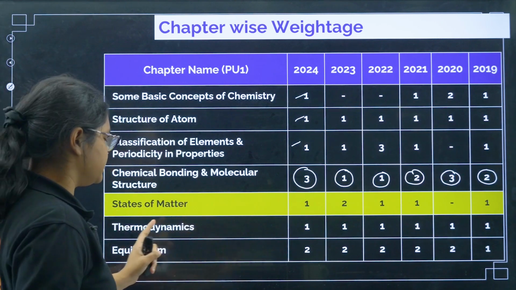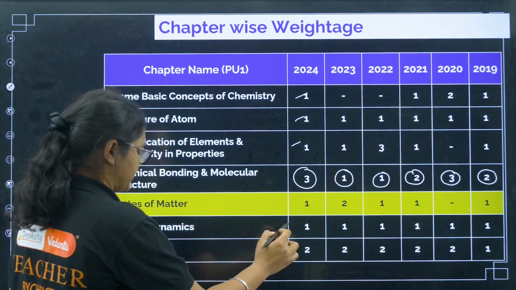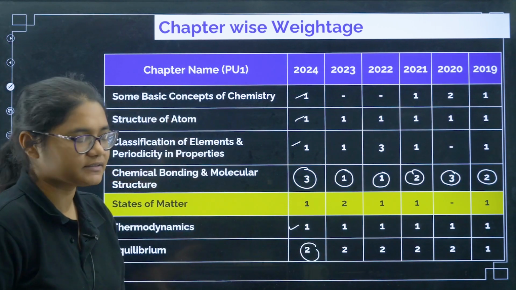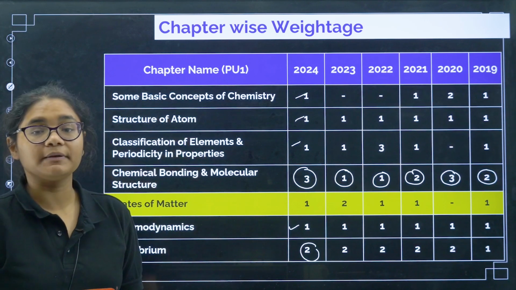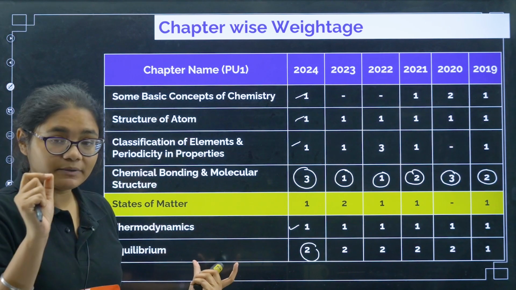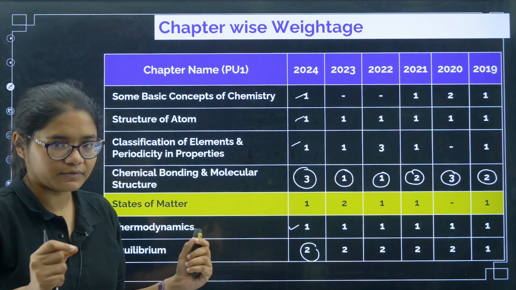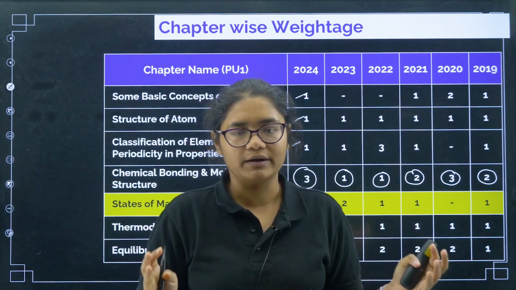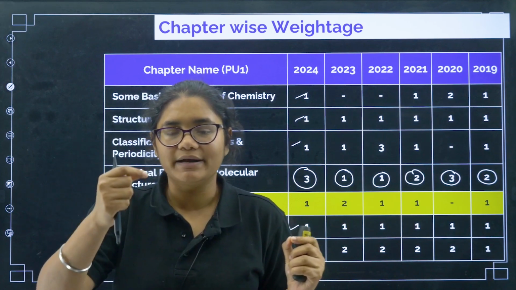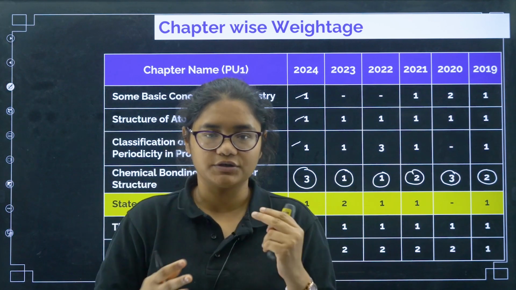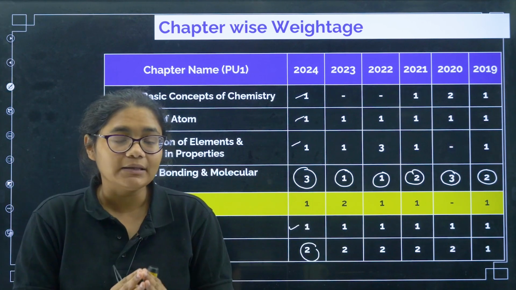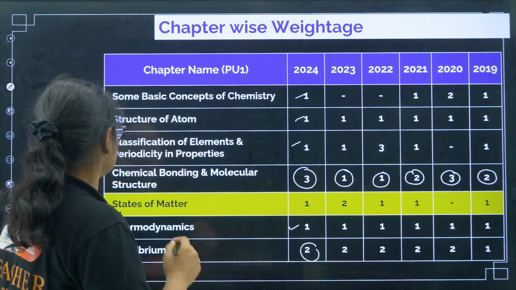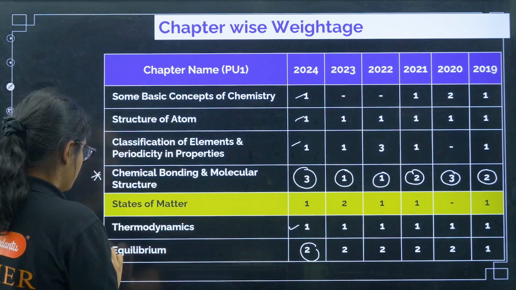Then states of matter is deleted. Thermodynamics, you can expect 1 question. Equilibrium, you can see constantly 2 questions have been asked, so another important chapter from PU1 is equilibrium. Please mark down: once your PU2 exams are over, around March 20, from March 20 to 1st of April you can do revision. If you haven't done any PU1 chapter right now, you can do it at that time, focusing on chemical bonding and equilibrium.